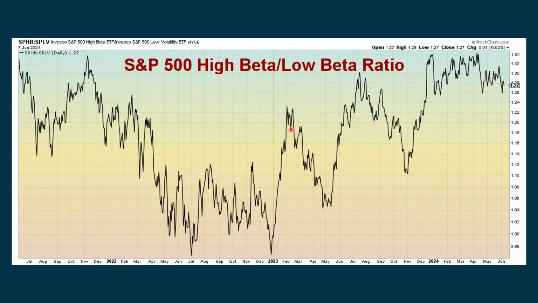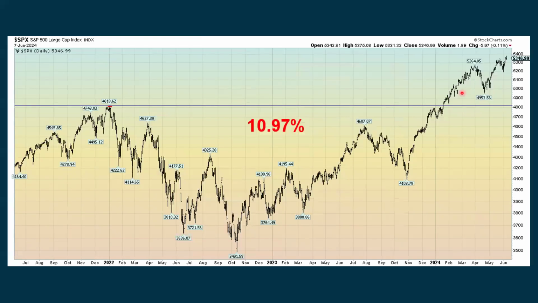Sometimes we look for big up moves. That means that the high beta stocks, these are the ones that outperform on the way up. Unfortunately, they also underperform on the way down or actually go down faster. And that's when we see this ratio really going down. We're not really getting much insight from this chart currently.